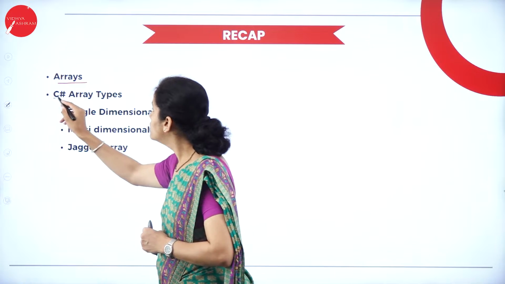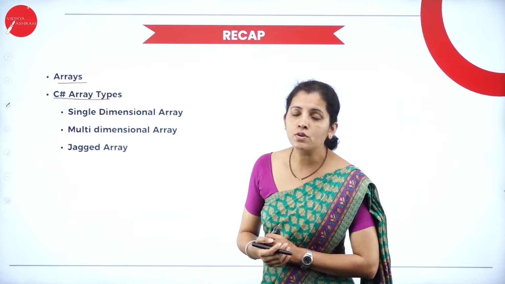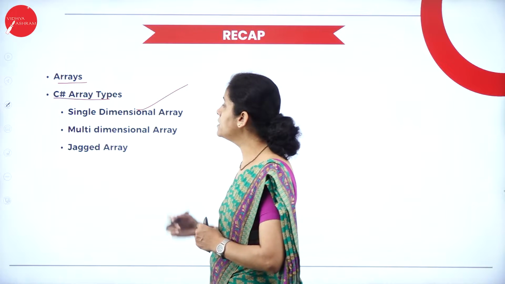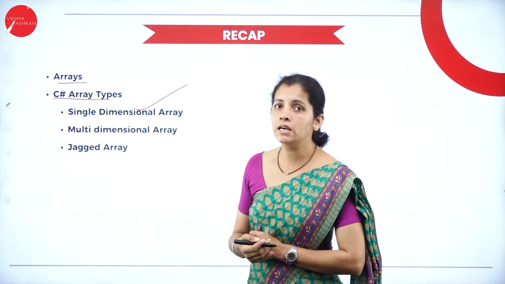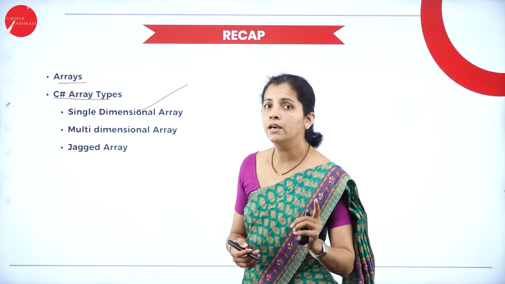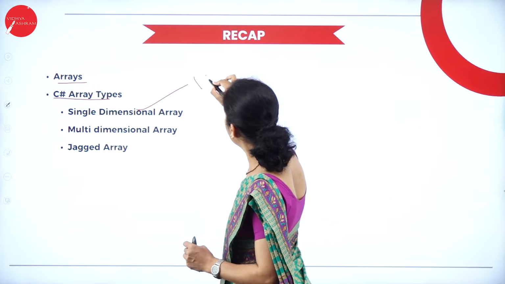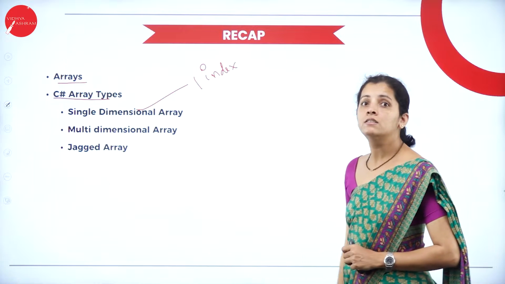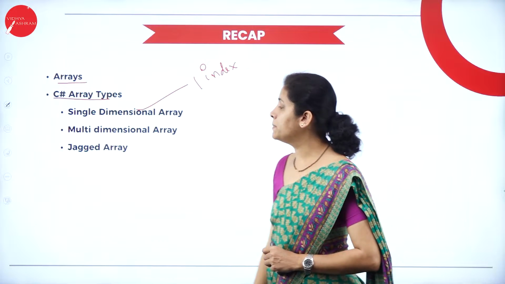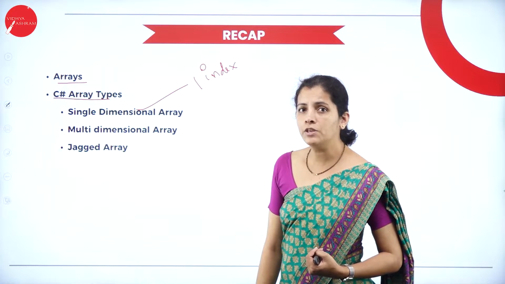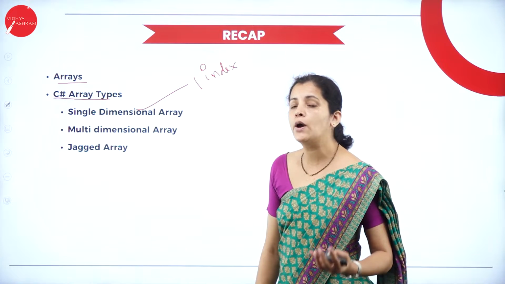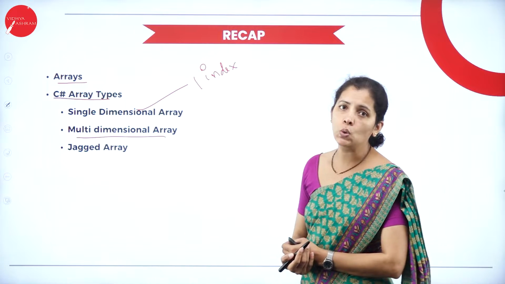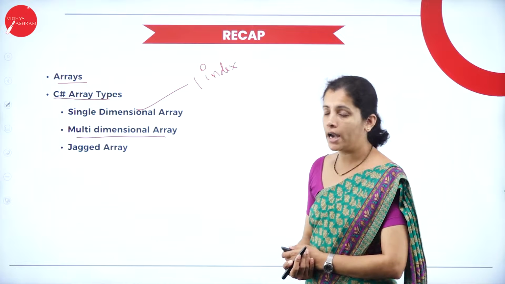Now, what are the different types of arrays we discussed? That is the single dimensional array. So what is single here? That is nothing but 1D. What is 1D? That is nothing but one index. Then the second type, that is multi-dimension. What is multi-dimension here? That's nothing but 2D or 3D, and this type of array is known as a rectangular array.